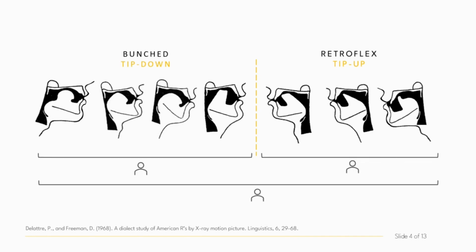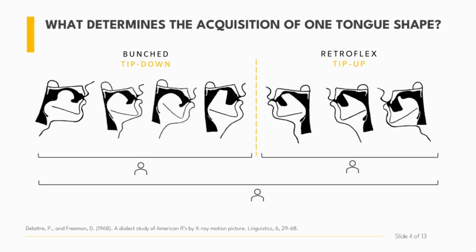We know that while some speakers use both tongue shapes, others exclusively use tip-up shapes or tip-down shapes. What we don't know, however, is what determines the acquisition of one tongue shape type or the other by each individual.